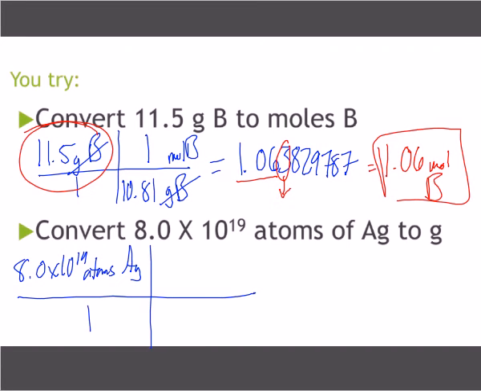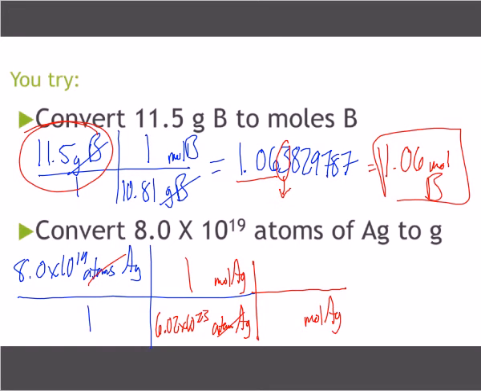All right, second one, we're going to go a little bit faster now. We're going from atoms to grams. It's going to be a 2-step problem, so we're going to need 2 conversion factors. The first one will have atoms of Ag on the bottom, moles of Ag on the top. 1 mole of silver has 6.02 times 10 to the 23rd atoms of silver in it. Then, continuing along, moles of silver on the top, grams of silver up there. 1 mole. What's the molar mass for silver?